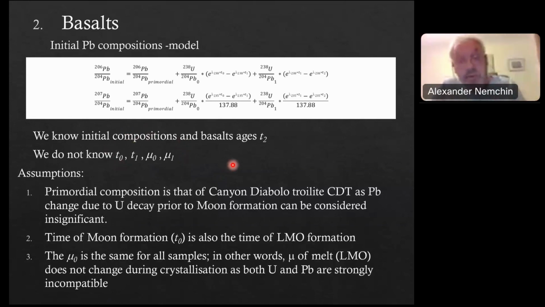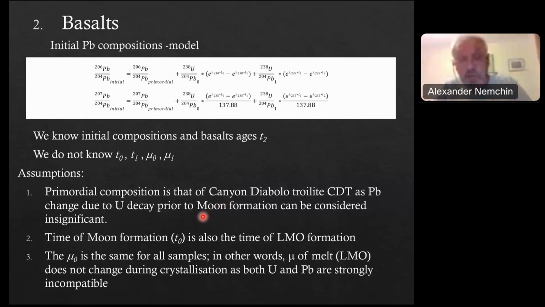Okay, so we assume also that primordial composition is that of Canyon Diablo troilite. Yes, there is a bit of history before the moon was formed, but it happens at very low mu value. So at this stage, we think it's probably not introducing a lot of difference in uncertainty and accuracy.